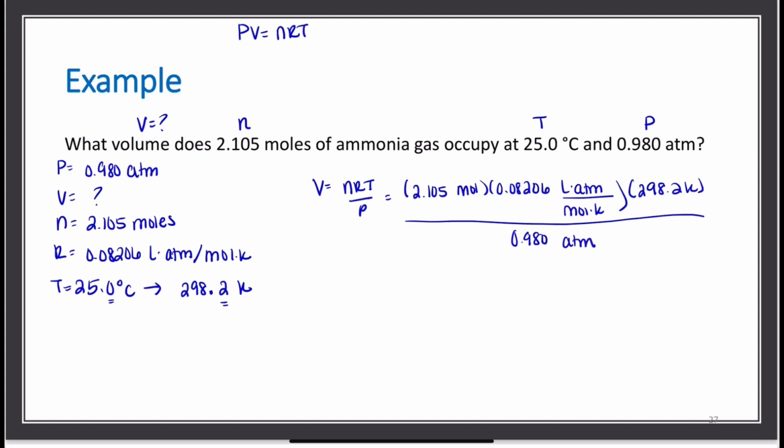If everything was plugged in correctly, your units should cancel out appropriately. Kelvin cancels, moles cancel, atmospheres cancel, and I'm left with liters, which is what I wanted. Volume, 52.6 liters. So the volume of 2.105 moles of ammonia gas at 25 degrees C and 0.980 atmosphere would be 52.6 liters.